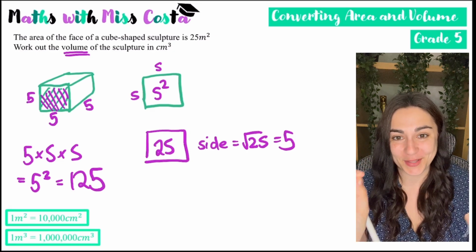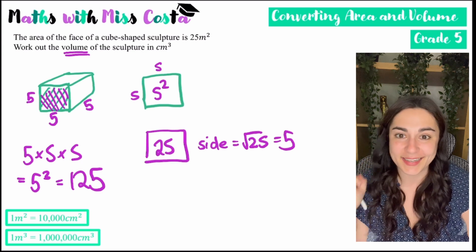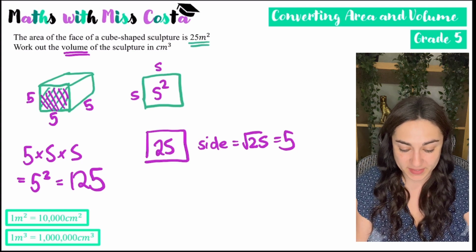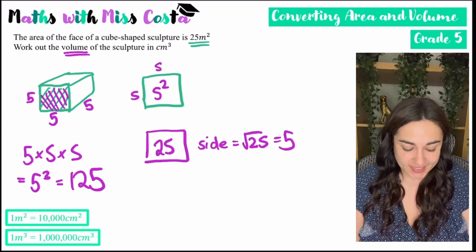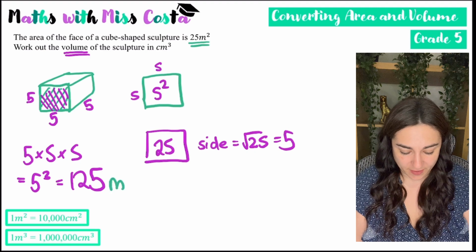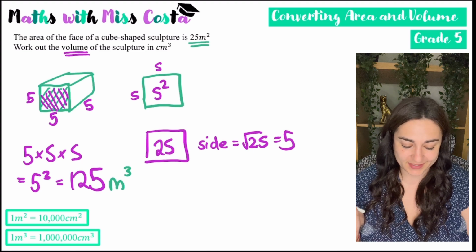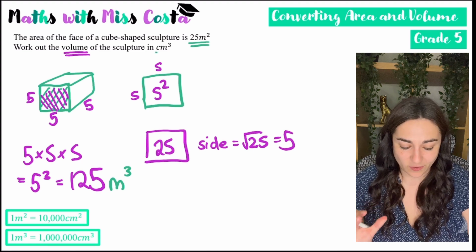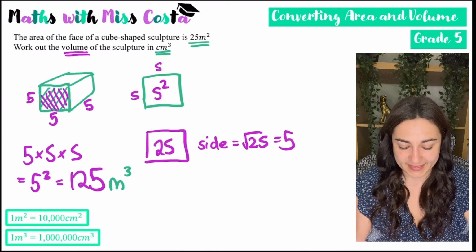However, you need to make sure that you're reading the question carefully. So it says the area of the face is 25 meters squared. So that's going to be 125 meters squared. Sorry, 125 meters cubed, because it's now turned into a volume. And I need to work out the volume in centimeters cubed.